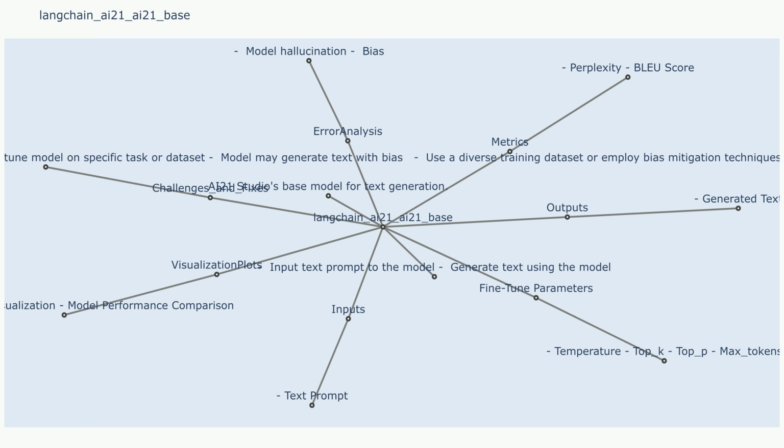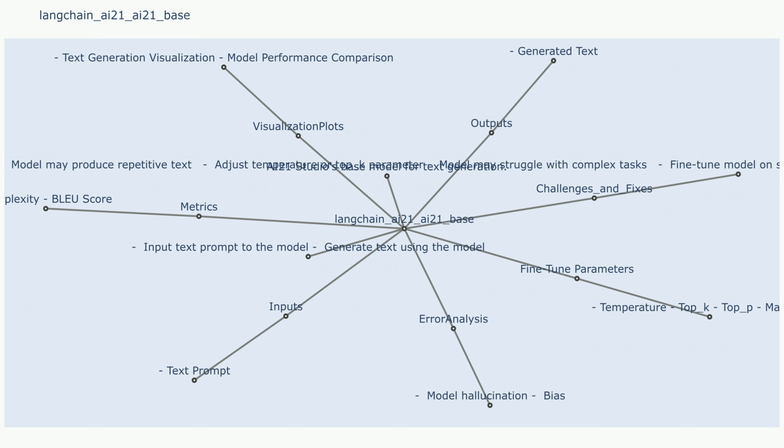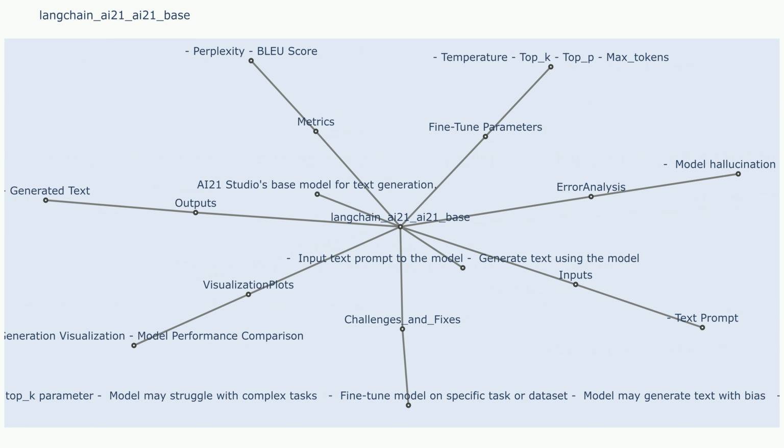AI21 ai21base. Description: This is a Langchain wrapper for the AI21 Labs AI21 base model. It allows you to easily leverage AI21's powerful text generation capabilities within Langchain.